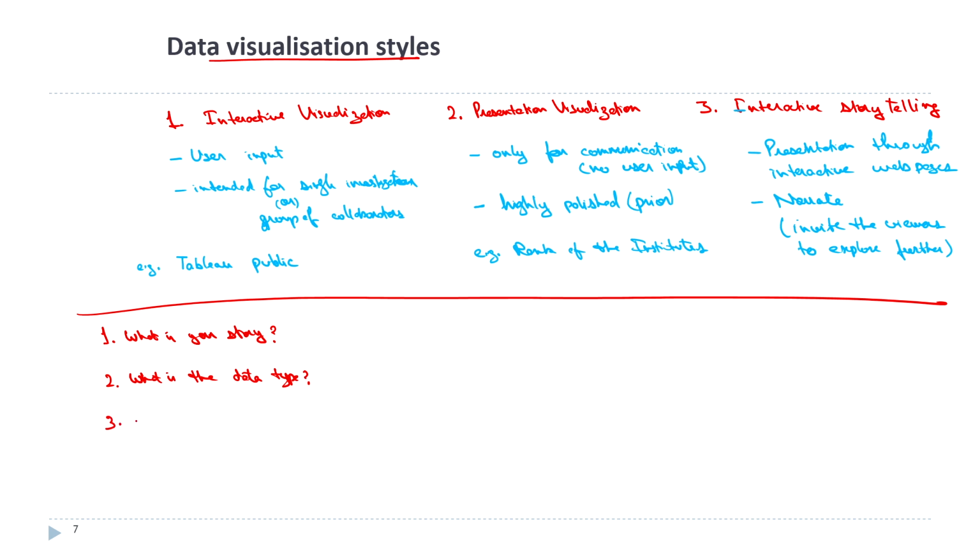So, which chart fits best the presentation or the visualization that you are trying to display to your audience, and who is your audience. When I say what is your story, it means what your data is trying to tell.